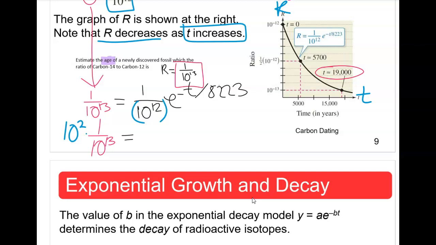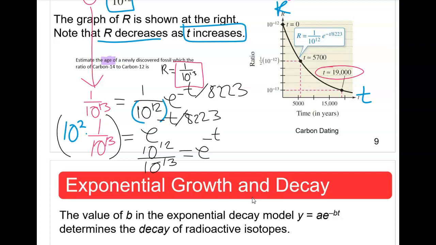And here on this side, we're going to have e to the power negative t over 8,223. Okay, so on the left side, if we multiply here, we'll have 10 to the power 12 over 10 to the power 13. In this case, we'll divide on the next step. And then here we'll have e to the negative t over 8,223. So what we could do here with the tens is we could divide them.